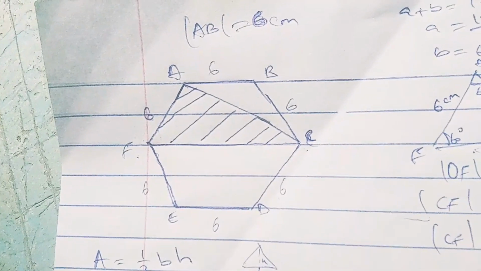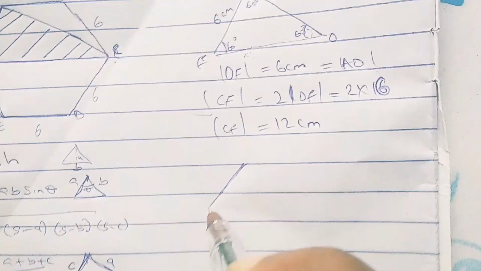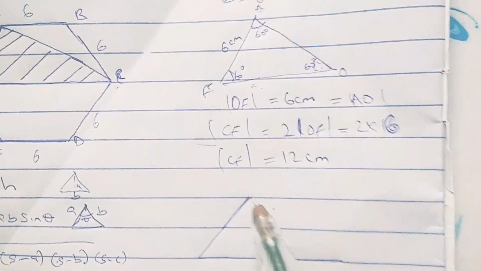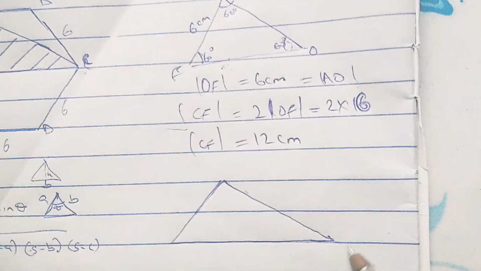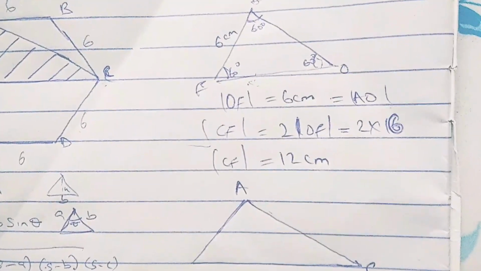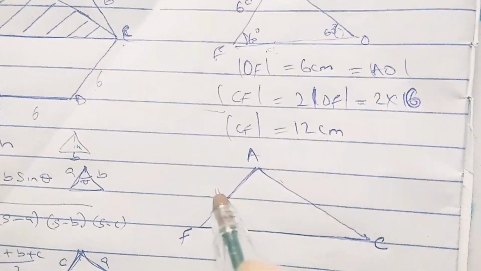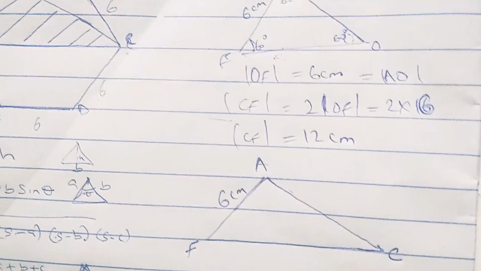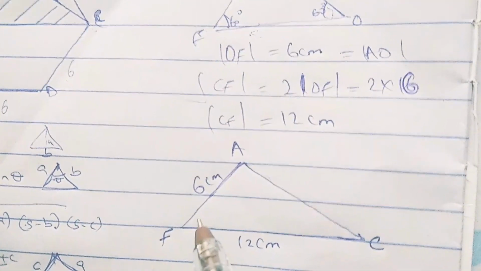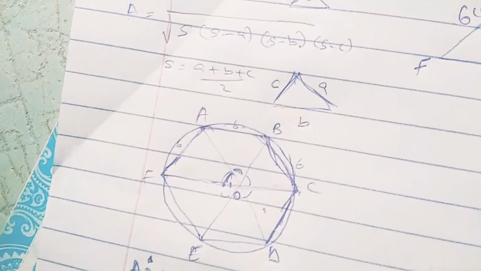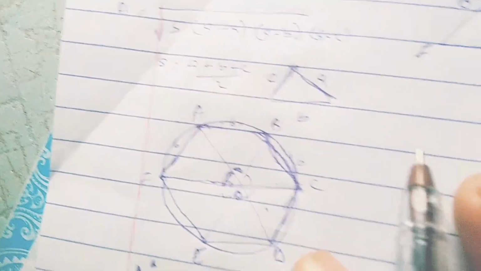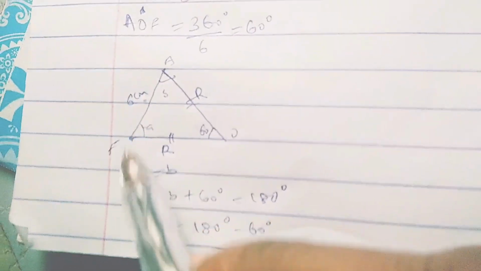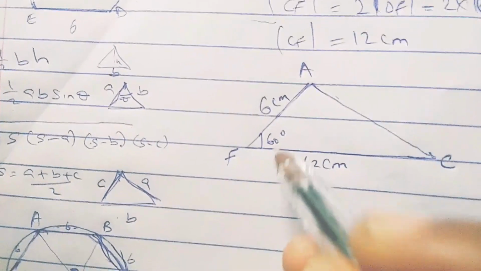Now from this hexagon, what was the shaded portion? This shaded portion was like this, and like this. So this is C, A, and F. Now we have gotten this side as 6 centimeters. We have gotten this side as 12 centimeters. The remaining thing we need to know is the angle, and from this circle we have discovered that AFO, which is what we call angle A, was equal to 60 degrees.